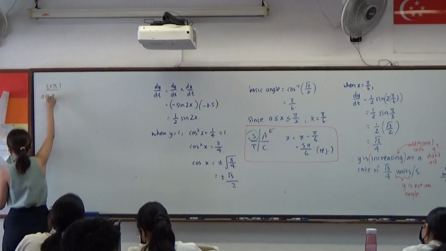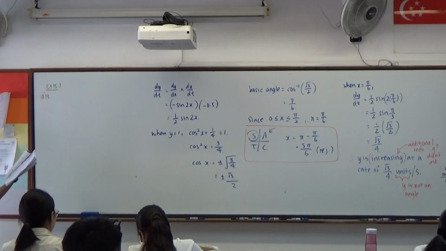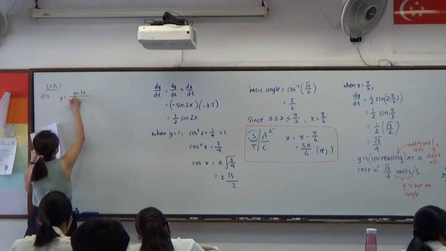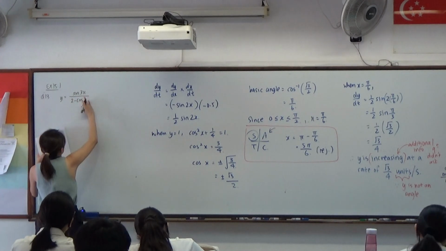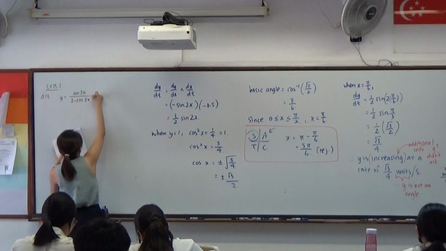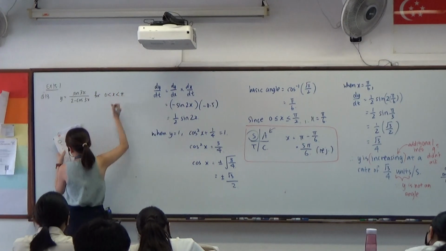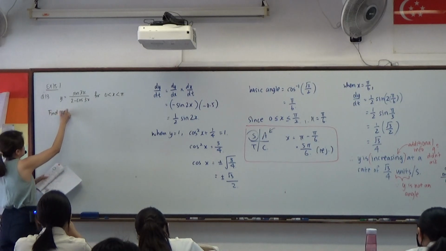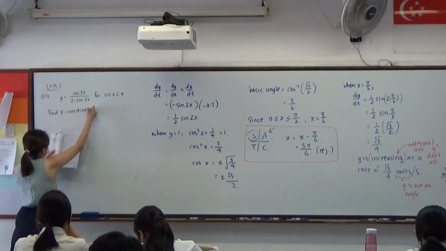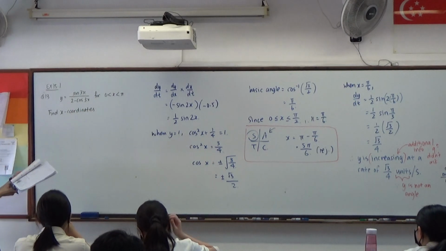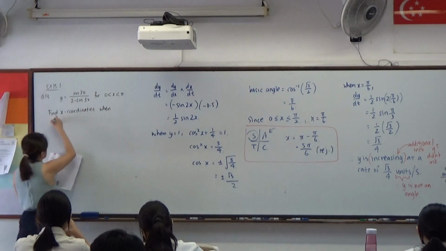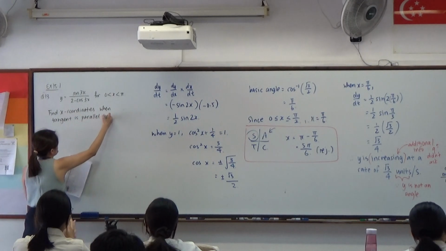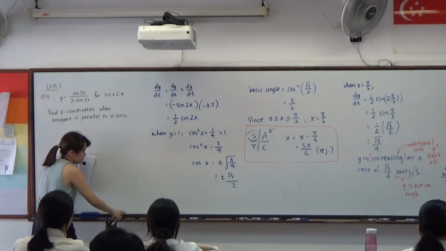Question 13. Okay, for question 13, they gave you y equals sine 3x over 2 minus cosine 3x, for x from 0 to pi. Okay, we want to find the x coordinates of the points for which the tangent is parallel to the x-axis.